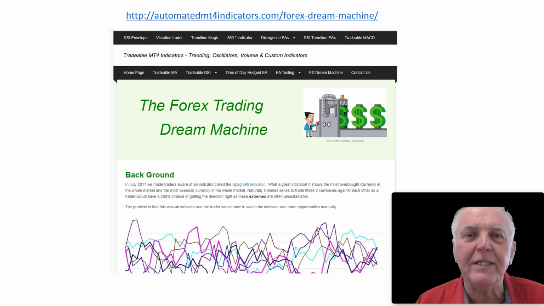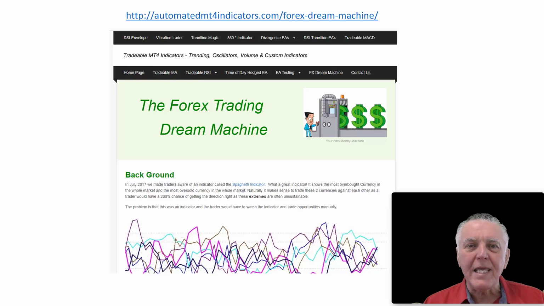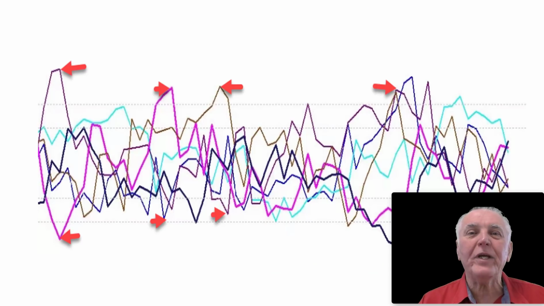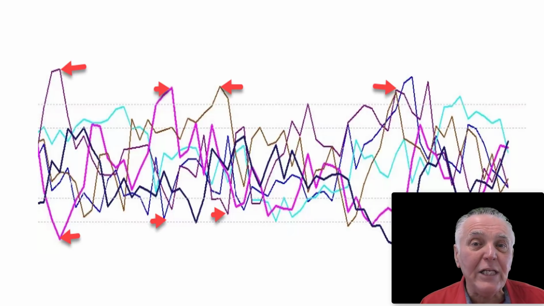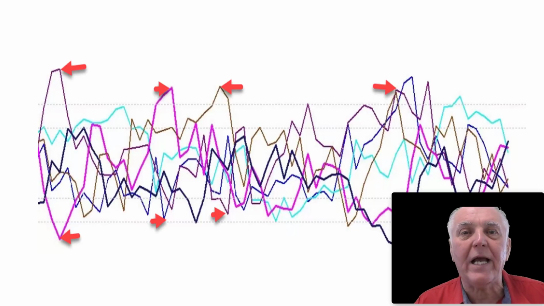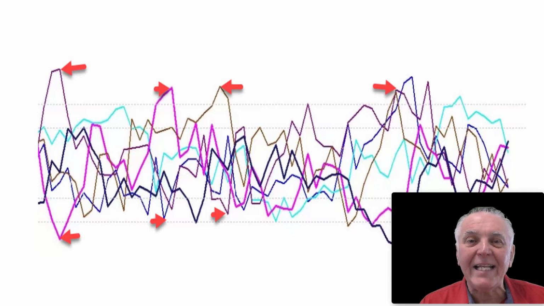Today I'm going to be looking at the Forex DreamMachine. It's one of my favorite EAs, and you'll soon see why it is. Just to give you an idea what this EA does, it looks at the strongest currency in the market, and then it looks for the weakest currency in the market. Then it selects those currencies and trades the reversal.